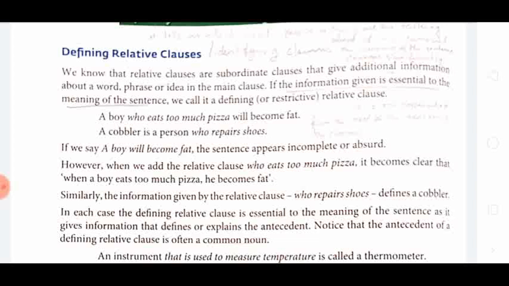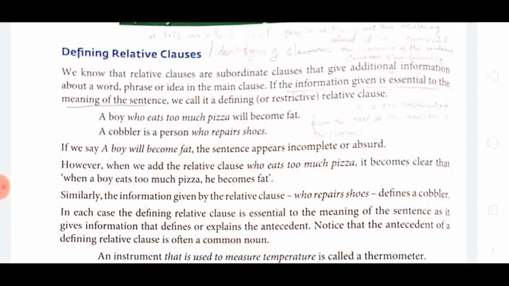Similarly, the information given by the relative clause, who repairs shoes, defines a cobbler, because a cobbler is only the person who repairs shoes, no one else. If you remove it, it becomes: a cobbler is a person. Now, a person what? We have to say who repairs shoes. So such types of clauses are called defining relative clauses because they are needed to get the clear meaning.